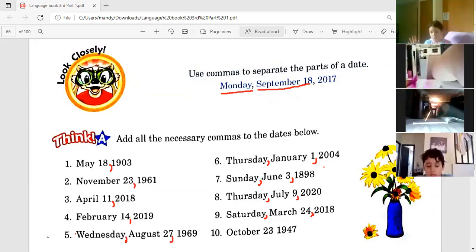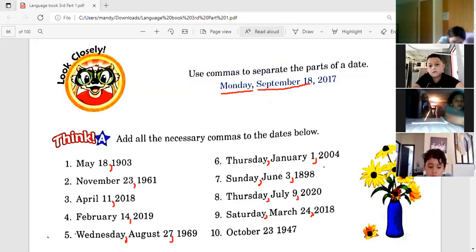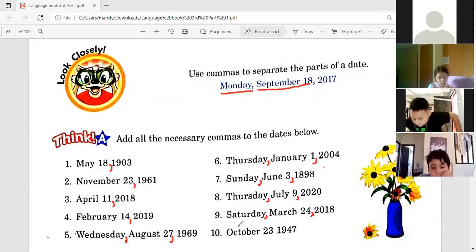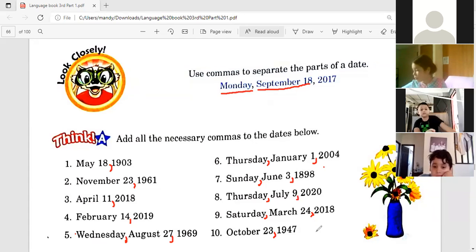So let's see, next one, the last one. Okay, Rudy, are you there? Hi, Rudy. Okay, the last one, number 10. October. Okay, October 23rd. Okay, comma. 1947. Okay, thank you, Rudy.